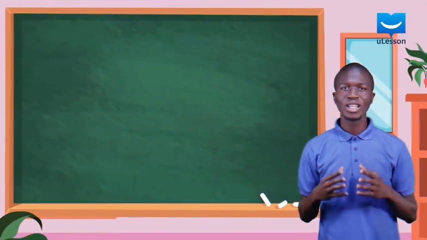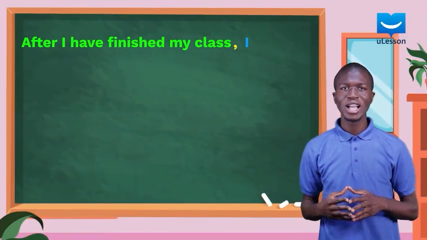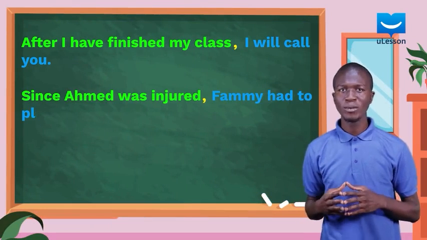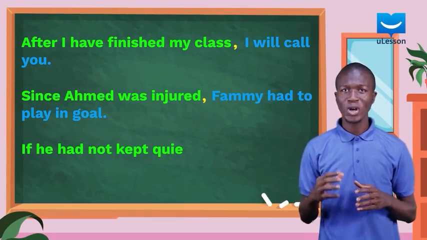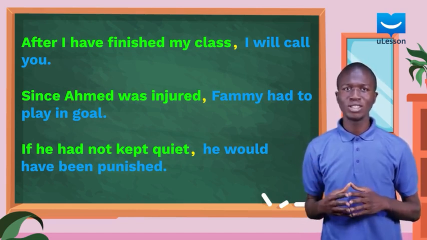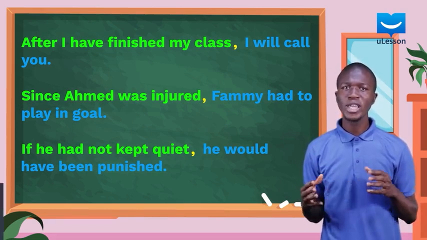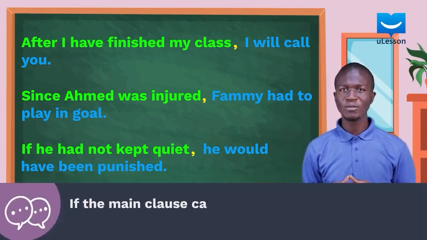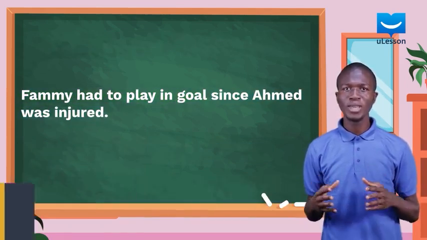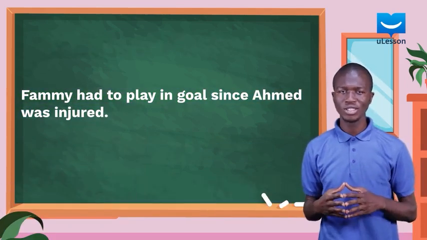Here are more examples of complex sentences. Notice how the comma separates the subordinate clause from the main clause. After I have finished my class, I will call you. Since Ahmed was injured, Fahmi had to play in goal. If he had not kept quiet, he would have been punished. Note that in these examples, the subordinate clause comes before the main clause. If the main clause came first, the comma would not be necessary. For example, Fahmi had to play in goal since Ahmed was injured.